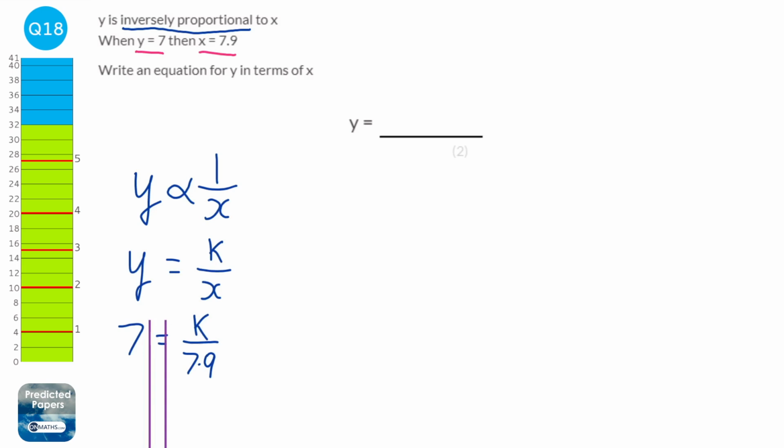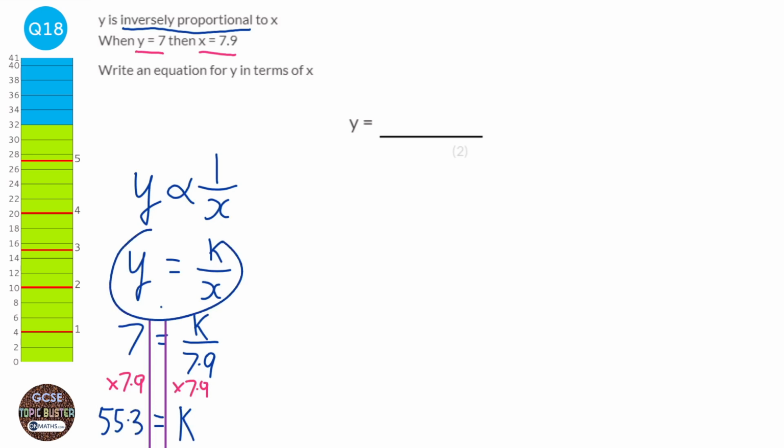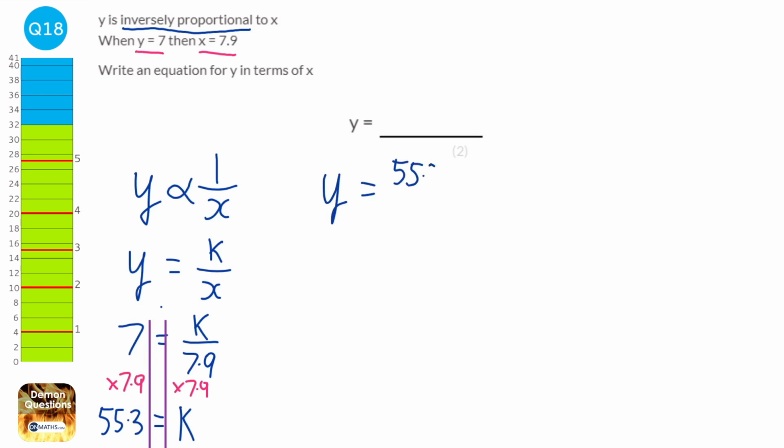And what I'm going to do is just times both sides by 7.9. And so we have k equals 7 times 7.9, which is 55.3. So we know that k is 55.3. So I'm just going to rewrite this formula here, but instead of k, it's going to be 55.3. So our answer is y equals 55.3 over x.